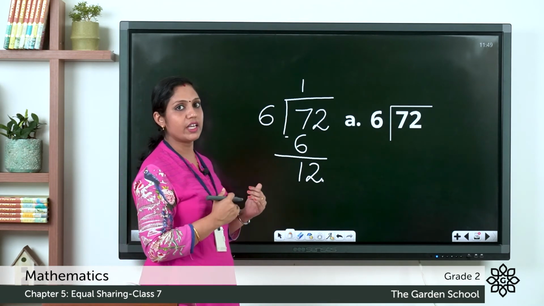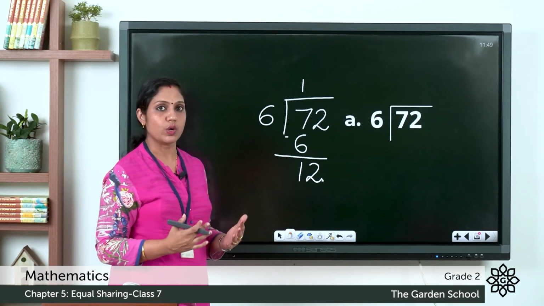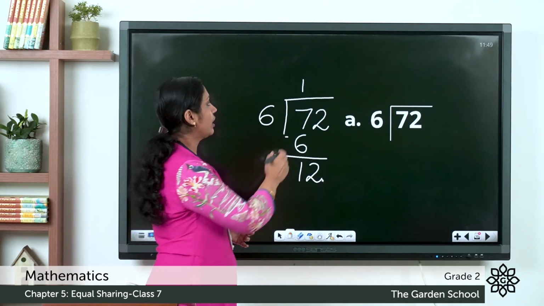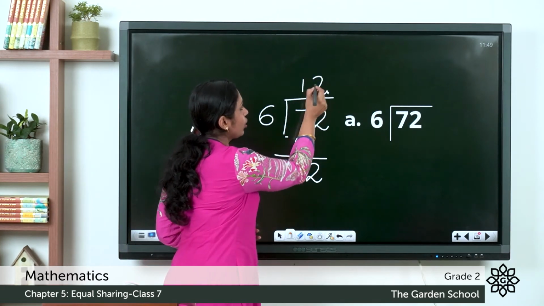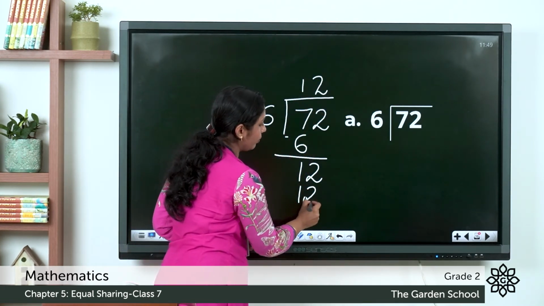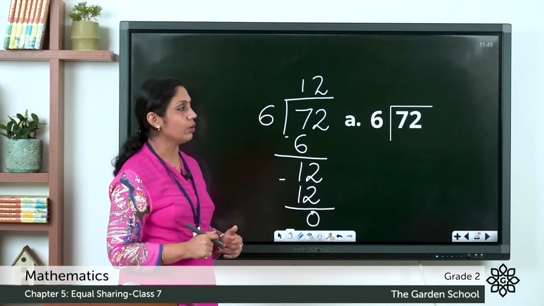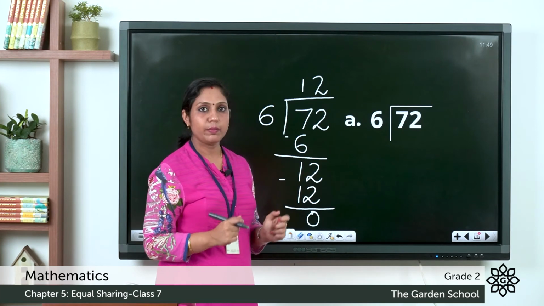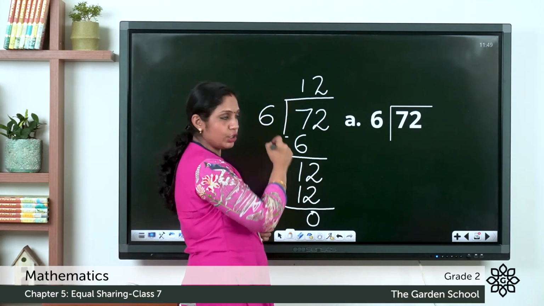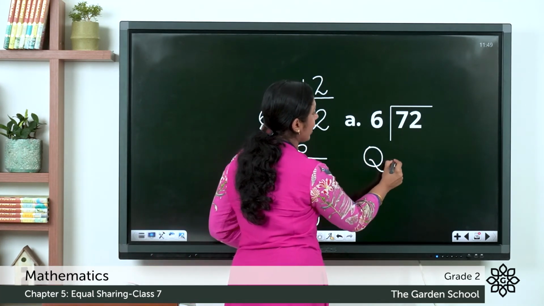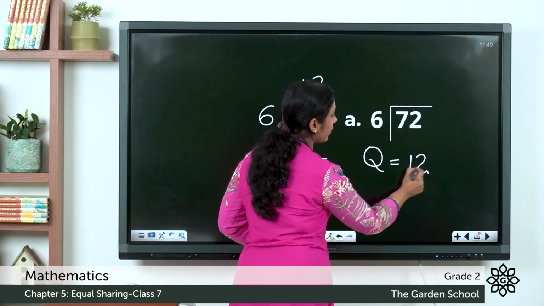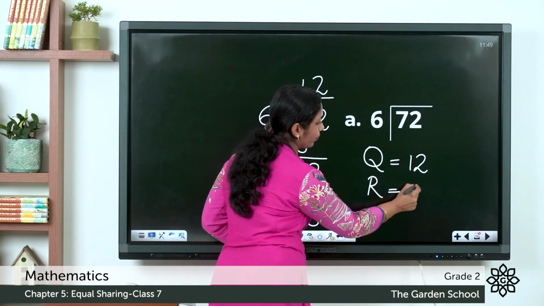Again, revise the table of 6. 6 ones are 6, 6 twos are 12. So that 2 right on top and 12 below 12 itself. So now subtract, and 12 minus 12 is 0. So 72 divided by 6, the quotient is 12. That is Q is 12 and the remainder is 0.